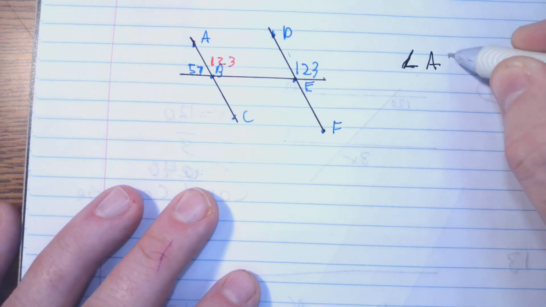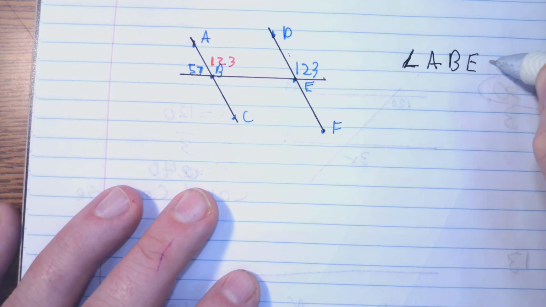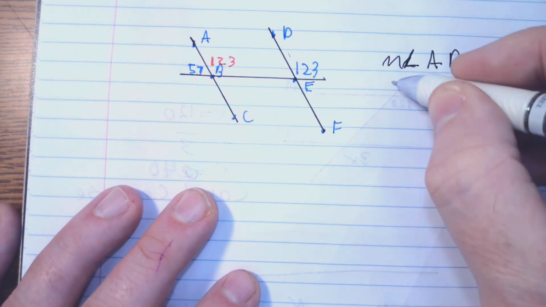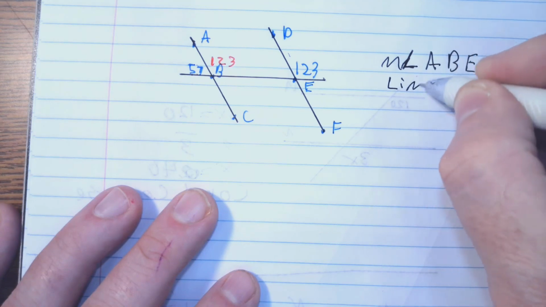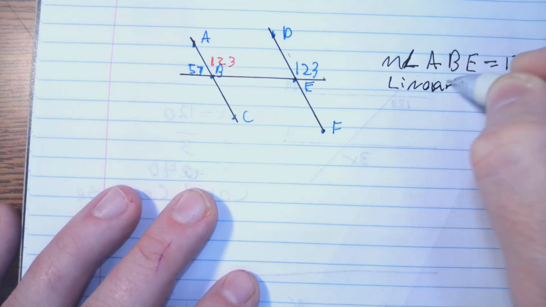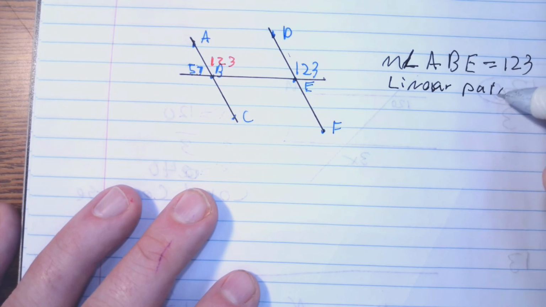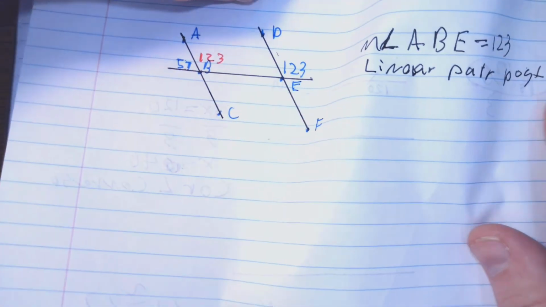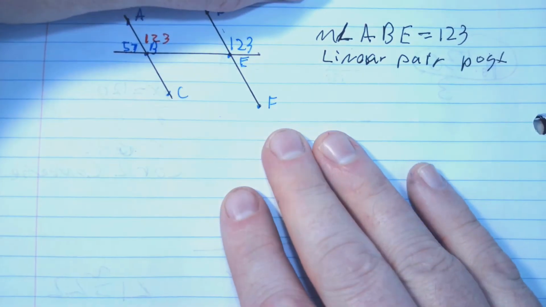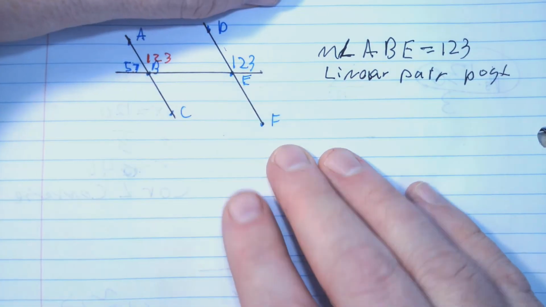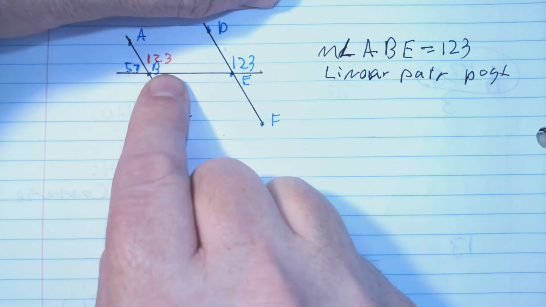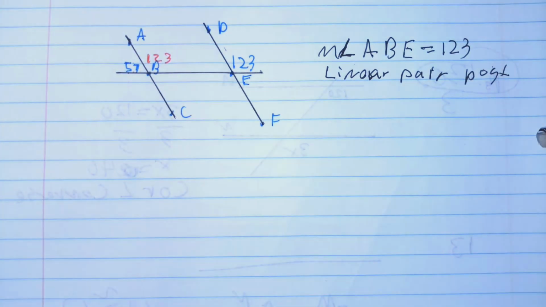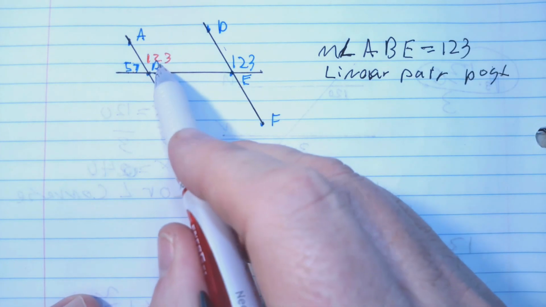So angle ABE equals 123 because of the linear pair postulate. Does that make sense? So nod your head. Does that make sense? That I can do that? 57 plus 123 is 180, right? Okay, now I can do this.